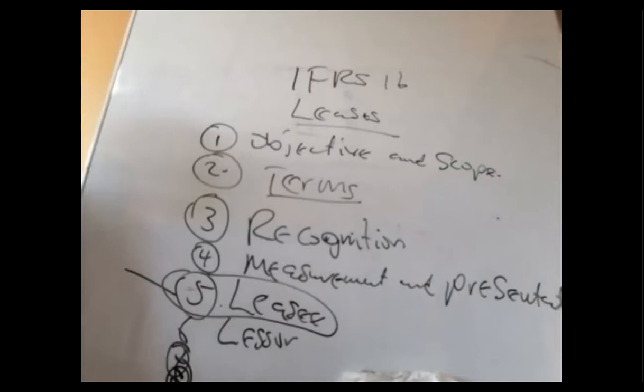Now, this standard applies to all leases, including leases for right-of-use assets. Even in a sublease, where you have leased the item from, let's say, an electricals company, and then you have also subleased to another company, this standard will apply. However, it does not apply to the following items. Number one, leases to explore for or use minerals, oil, natural gas, and all those ones. Number two, leases of biological assets.